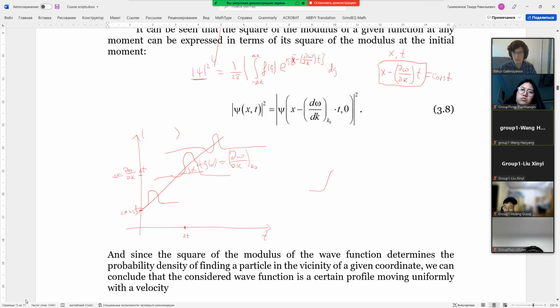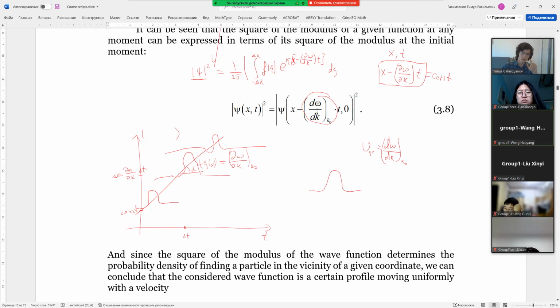So that means that this bell-shaped wave packet moves in time, moves in space with the velocity that is given by this value. So that is the velocity of the movement of this wave packet, the derivative of omega by k, taken at the center of the wave packet, and that velocity is called group velocity.